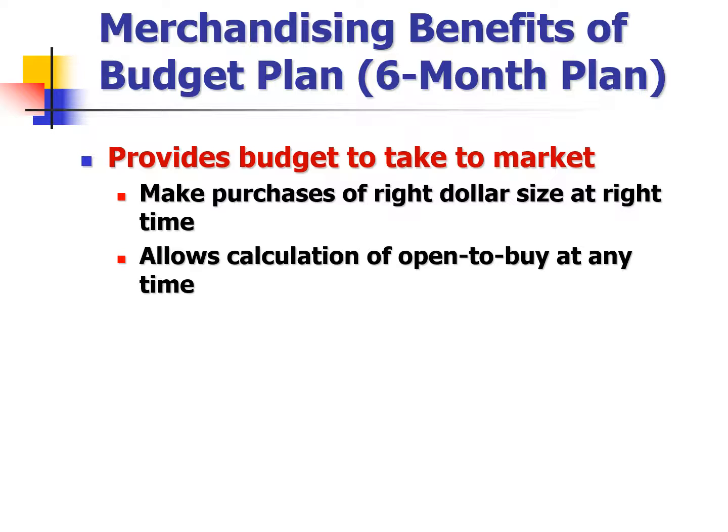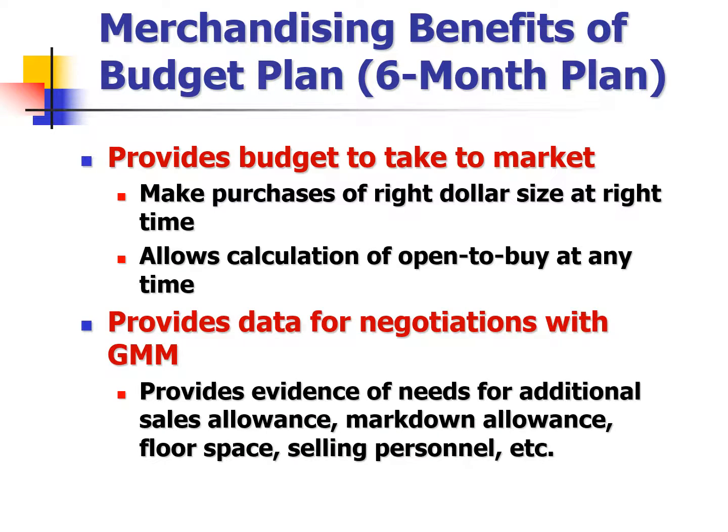Another benefit of having the monthly plan, the 6-month plan, is that at any given point in time, you can calculate the open to buy. How much more you can purchase, given how much you should purchase for the month and how much you already have purchased. So that is a huge benefit for merchandisers.